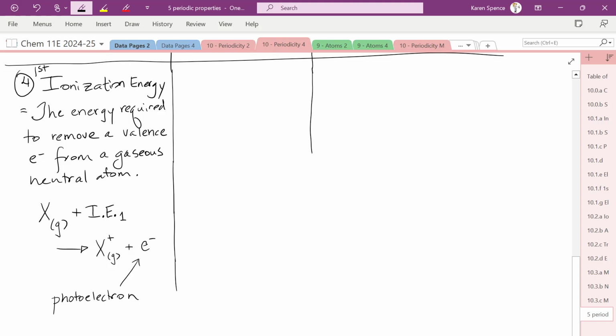Because what is the ionization energy? The ionization energy is a photon of some type, probably an X-ray.